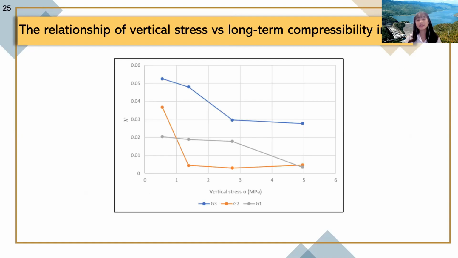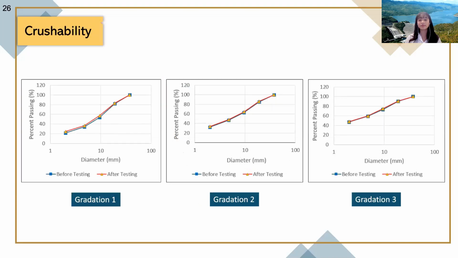This slide shows the relationship between stress and long-term compressibility index. Gradation 1 and gradation 3 have a similar trend, but gradation 2 has some error at the vertical stress of 1.4 and 2.8 MPa. This graph shows that the gradation influences the creep of the rockfill material.